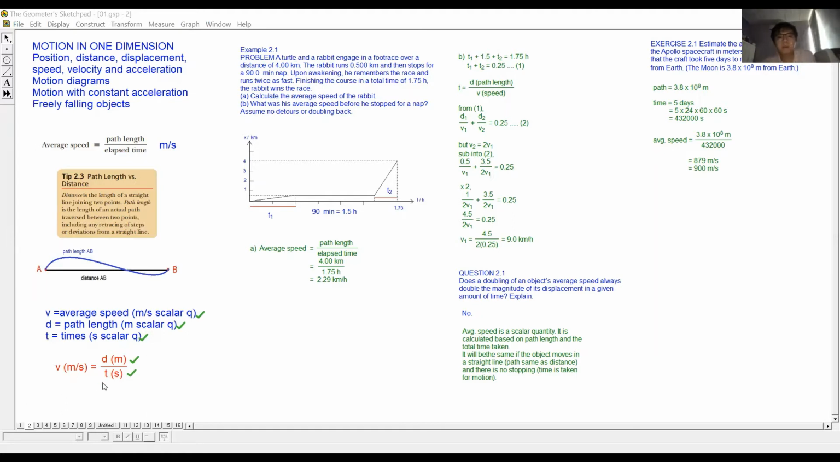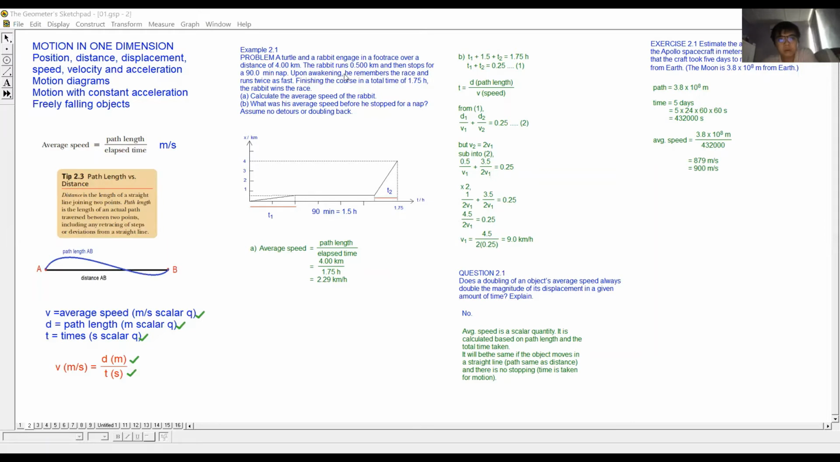So this is the definition of average speed. And from here, we can also see the SI unit used. The distance is D, time is T. The SI unit for the average speed is meter per second. Now we look at example 1.2 from your textbook. Example 1.2.